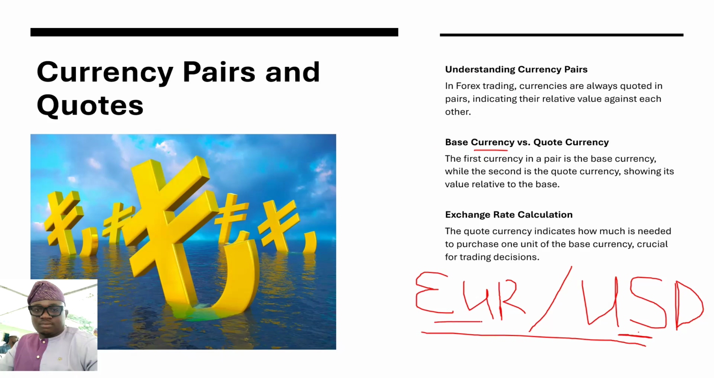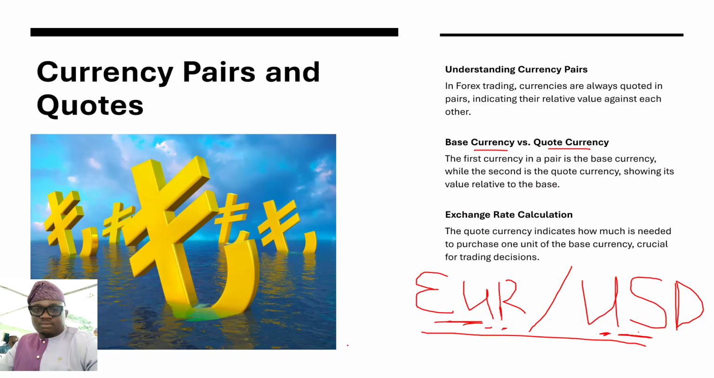This is the base currency we are referring to, and the quote currency. This is a pair of currencies now. The first currency in a pair is the base currency; we are referring to euro as the base currency. The second one is the quote currency, showing its value relative to the base. So this EUR/USD is valued with the US dollar.